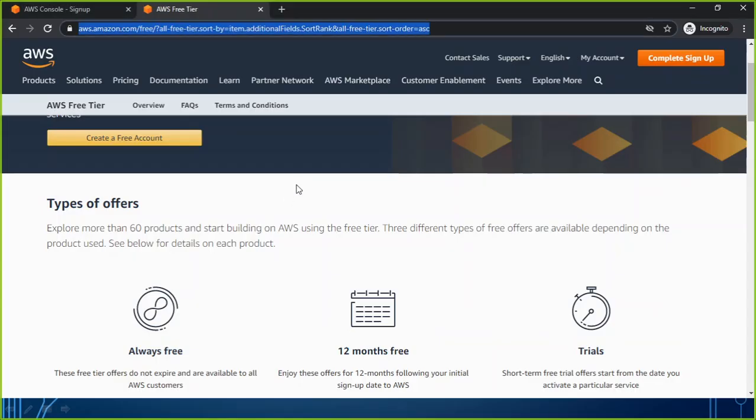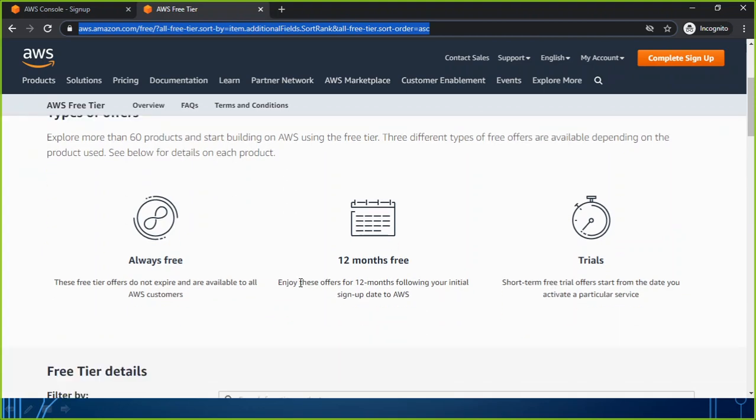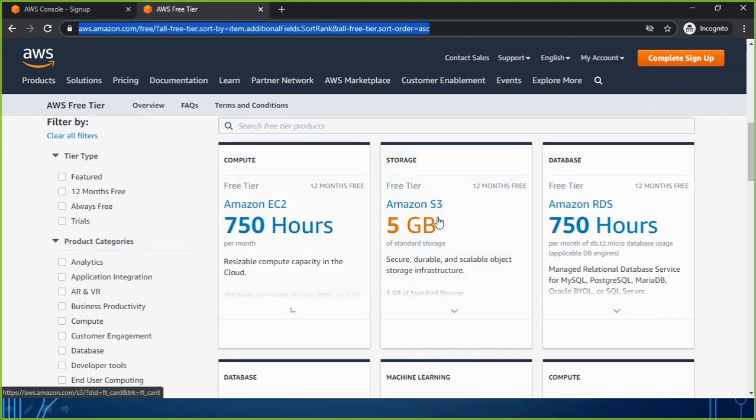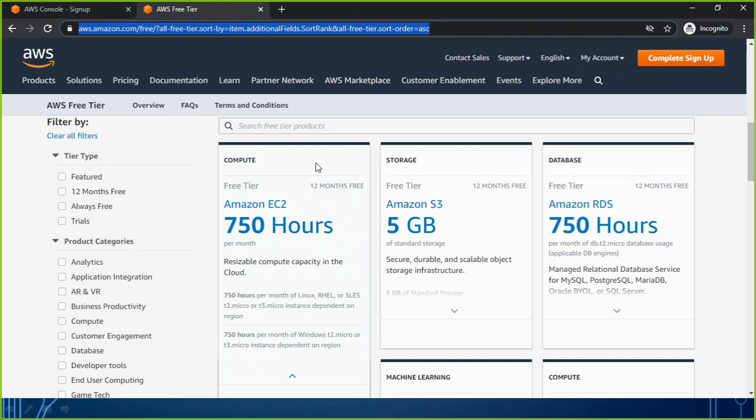Same we have here on the portal also. If you go there, you see something like types of offer. Explore more than 60 products and start building on AWS using the free tier. Three different types of free offers are available depending on the product used. So different products have different offers. See below for details on each product. So here it is, and if you scroll down a bit more, here is the list of services offered by Amazon plus the conditions. For example, Amazon EC2.